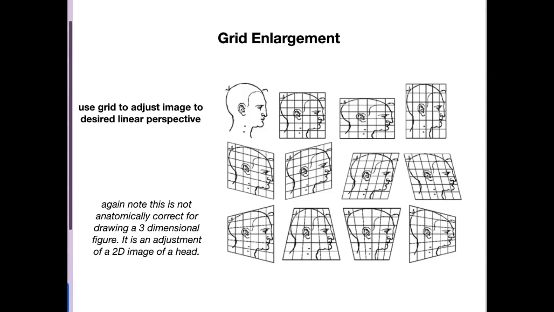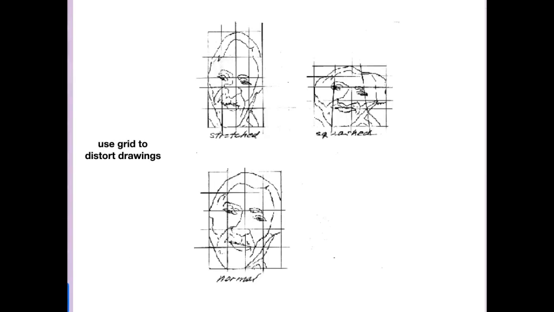And here's some other ways you can distort the image. Same thing, right? This isn't anatomically correct. This is distorting a two-dimensional image. You can stretch heads, squish heads. Anything, doesn't have to be a head. In this example, it's a head.